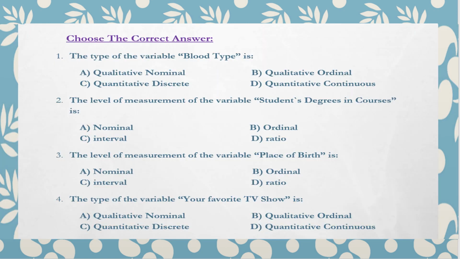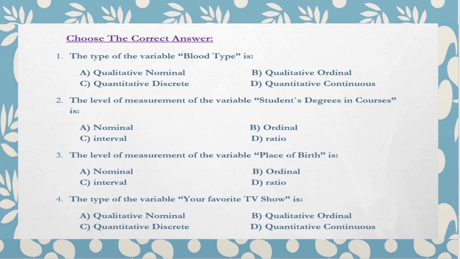Okay, let's answer some questions to clarify these definitions. Choose the correct answer. The type of the variable blood type is. Here in this question, he's asking you about the type of the variable, and we have 2 main types of the variable: quantitative and qualitative data. Qualitative data divided into nominal and ordinal. Quantitative divided into discrete and continuous.